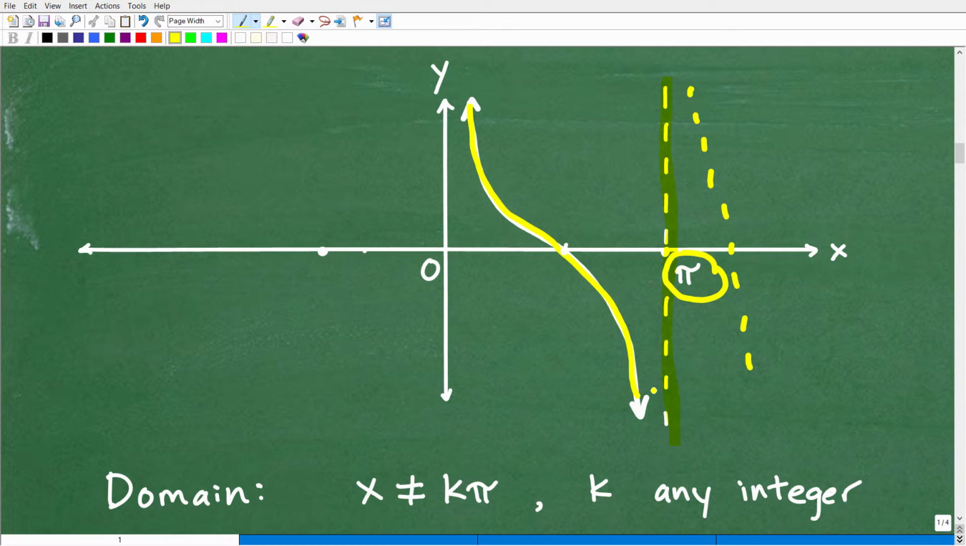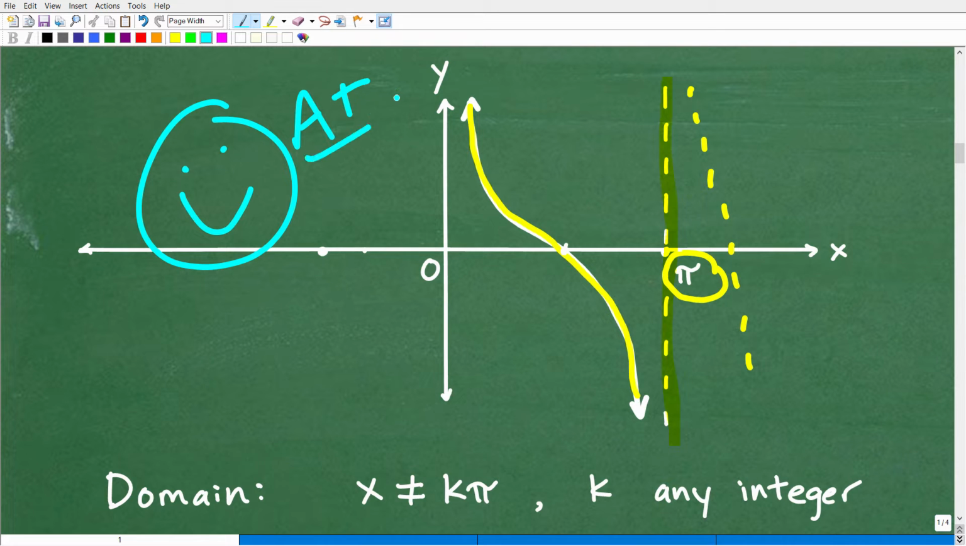If I said define asymptote in your own words, put that into the comment section. And if you said something like, well, it's a line where the graph approaches but never touches, you would be absolutely correct. So I've got to give you a little happy face and an A plus for that answer. And this is what's going on here with this cotangent graph.